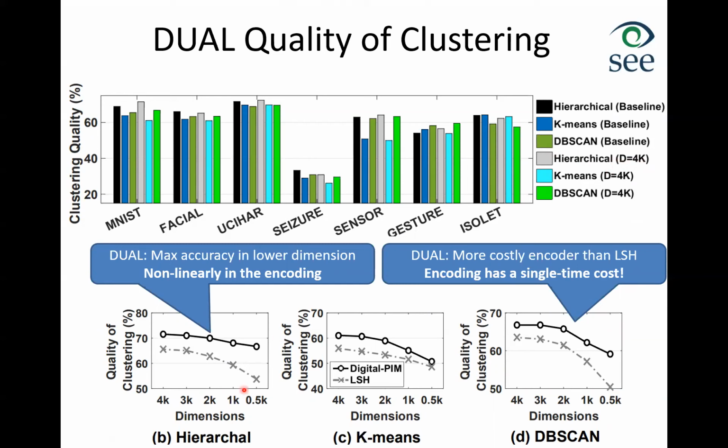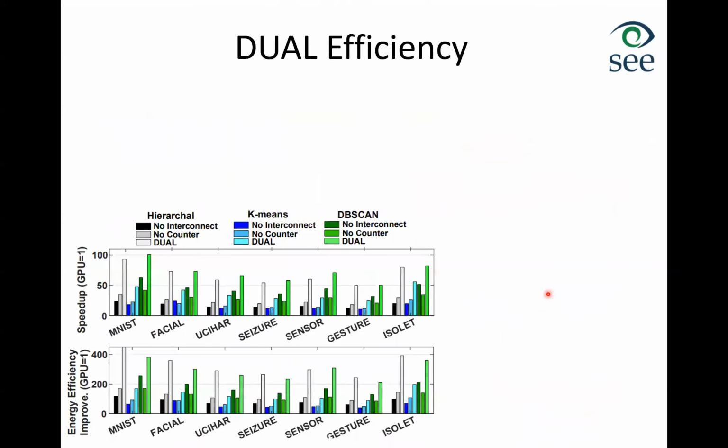We also compare our approach with the state-of-the-art high dimensional clustering approach like LSH, locality sensitive hashing. As you can see here, clearly we are providing higher quality of clustering, and also we reach maximum quality at a much lower dimension, which means more efficiency. This can happen because our encoding is nonlinear. I should mention that the cost of our encoder is more than LSH and other existing encoding methods, but encoding has a single-time cost, so it's not a major part. But similarity search and other computations happen iteratively over the data.